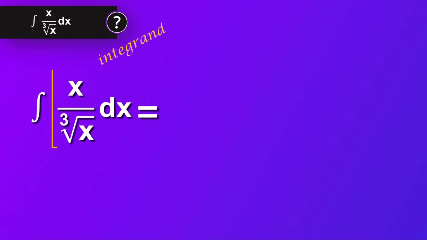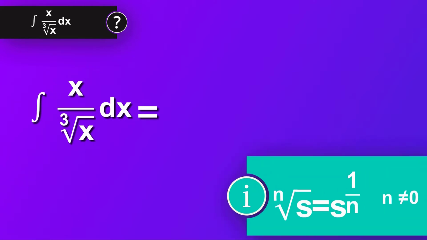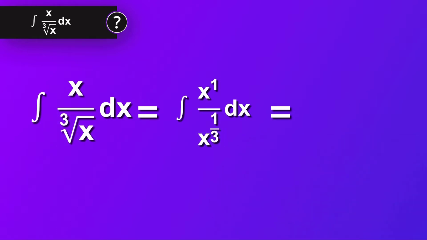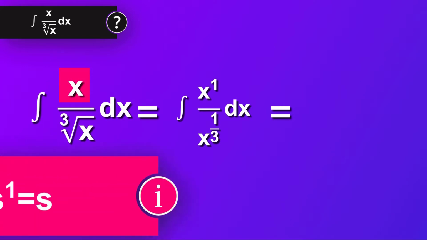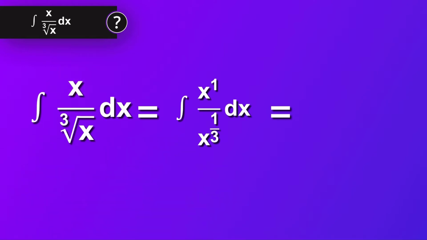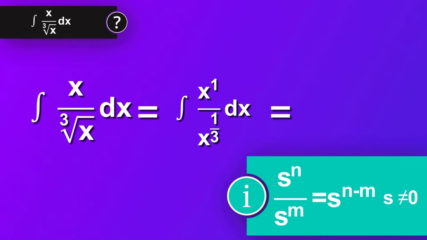Let's rewrite the integrand, the function inside the integral. We may apply the formula which says the nth root of s equals s raised to 1 divided by n. In our case, s is x and n is 3, and we have in the denominator x raised to 1/3. We may write down x in the numerator as x raised to 1, knowing that s raised to 1 equals s. Now, we may take advantage of the formula s raised to n divided by s raised to m equals s raised to n minus m.